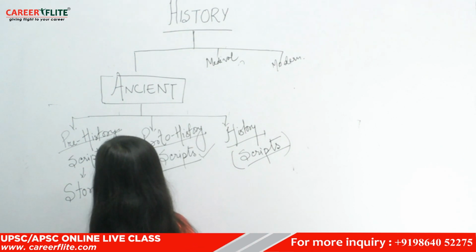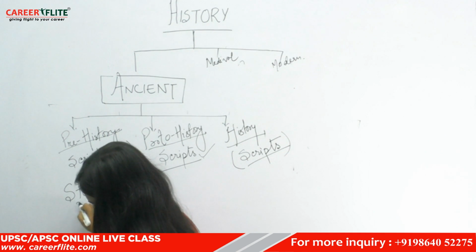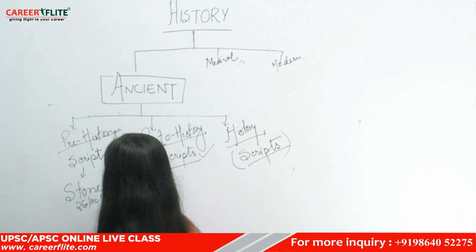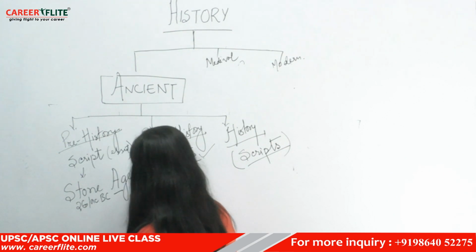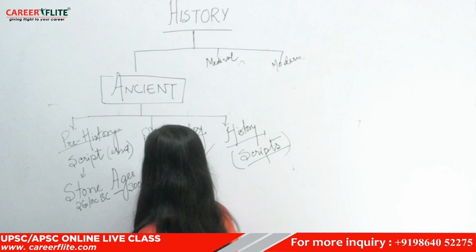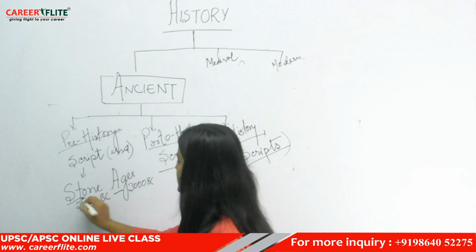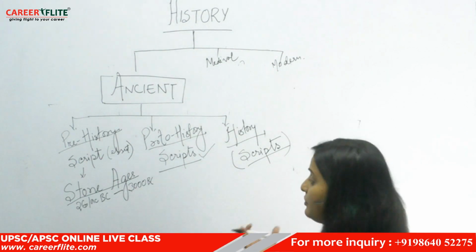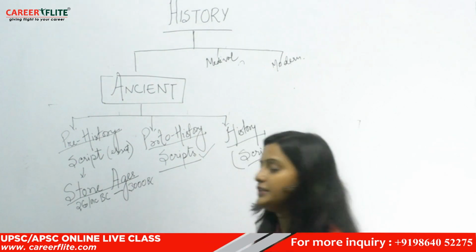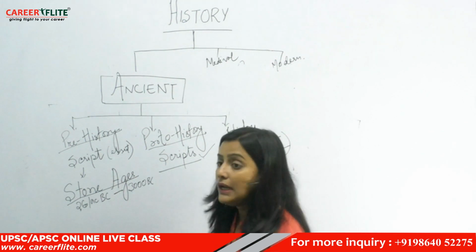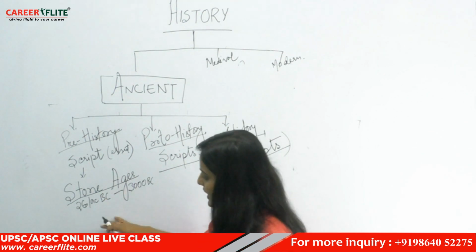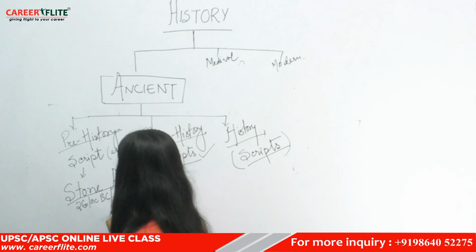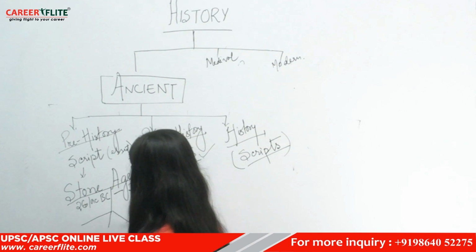Now, the Stone Age started from 26 lakh BC to 3000 BC. This is the Stone Age, which is considered to have started from 26 lakh BC to 3000 BC. What is important in this stage is that we can understand it by looking at the further division of this Stone Age.